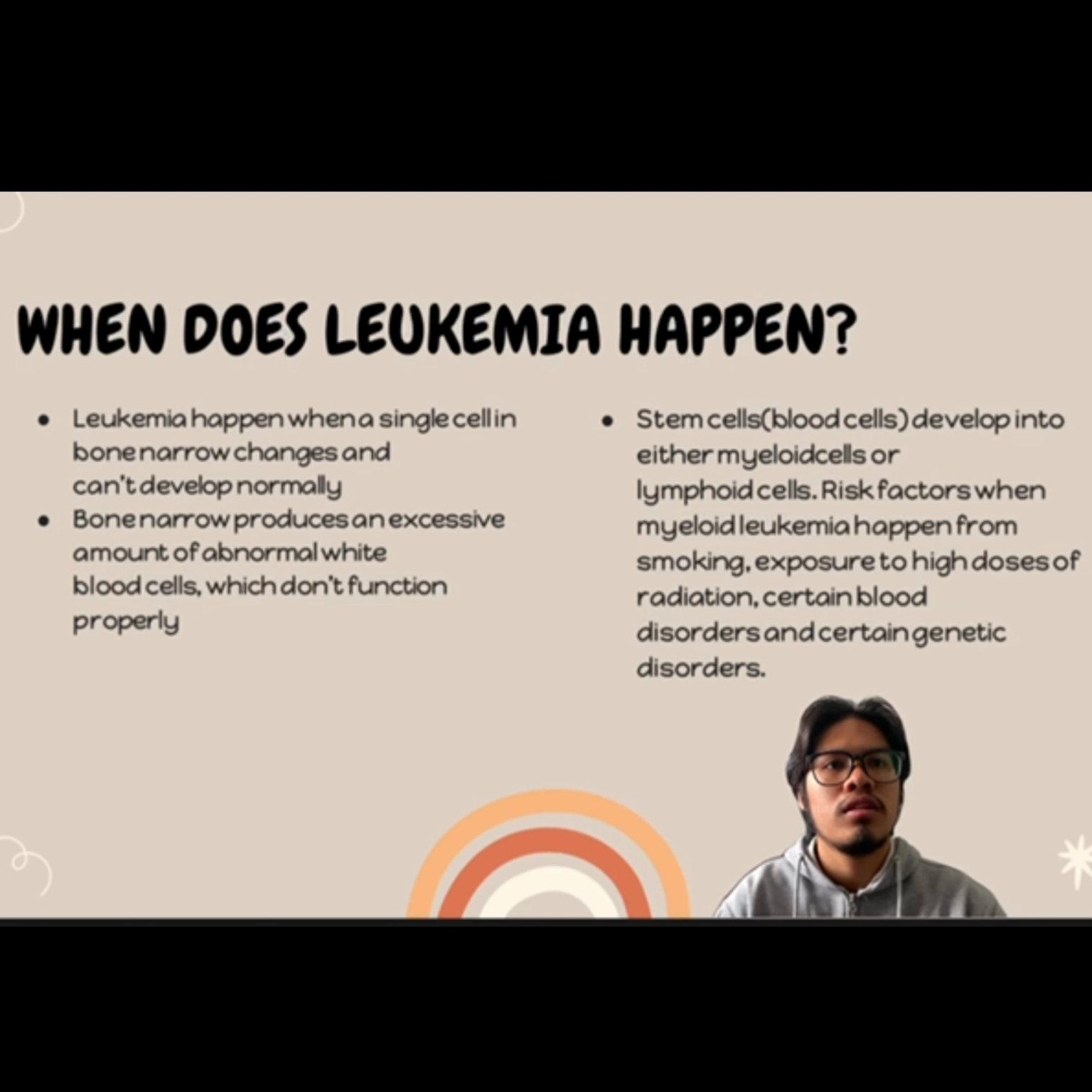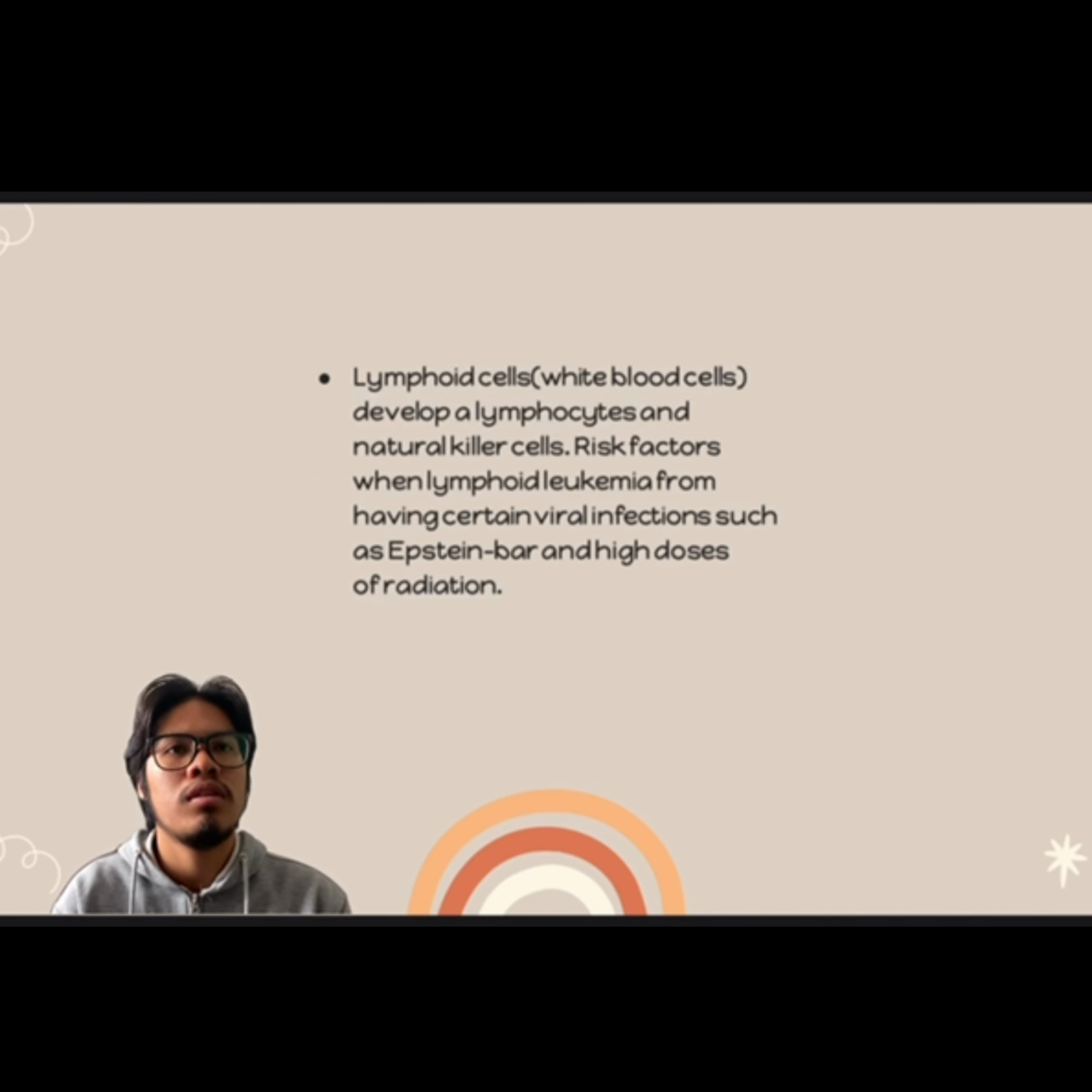For the risk factors, myeloid leukemia happens from smoking, exposure to high doses of radiation, certain blood disorders, and certain genetic disorders. After that, we talk about white blood cells, or what we call lymphoid cells. It can develop into lymphocytes and natural killer cells. Risk factors for lymphoid leukemia are certain viral infections such as Epstein-Barr, and high doses of radiation.